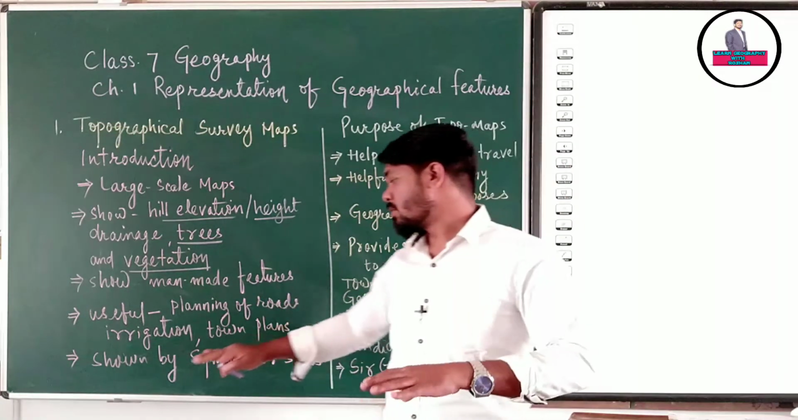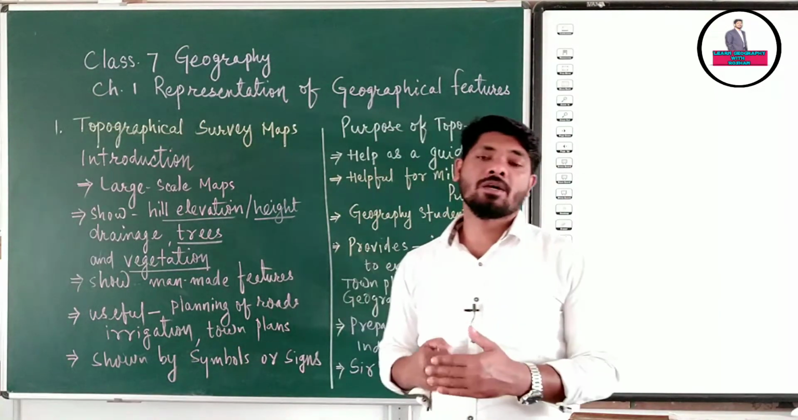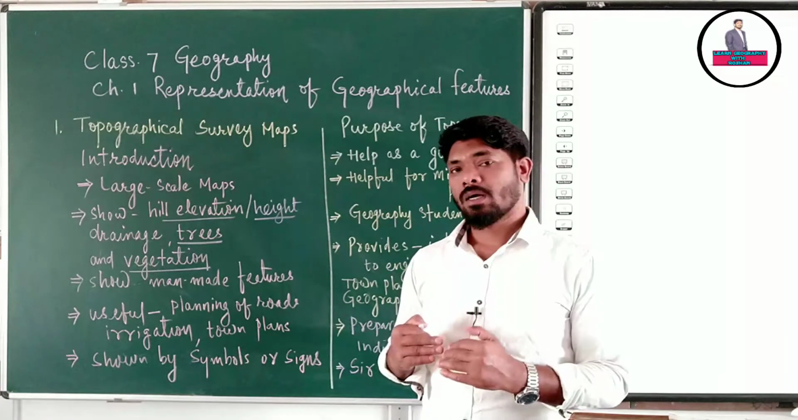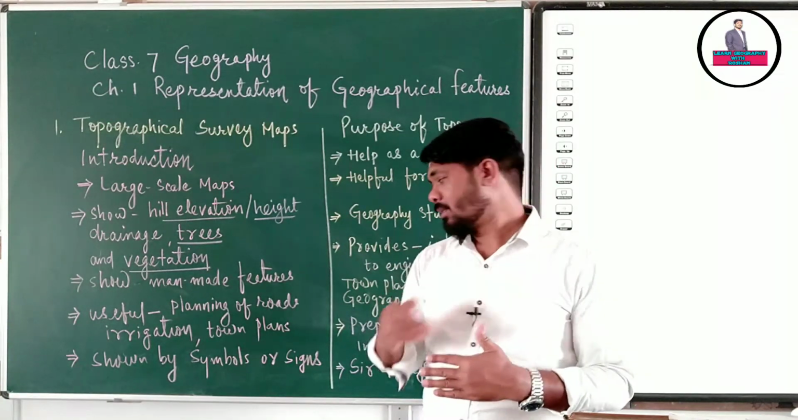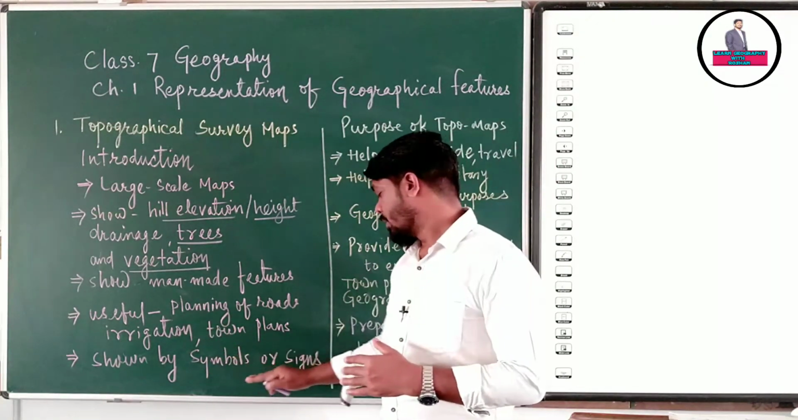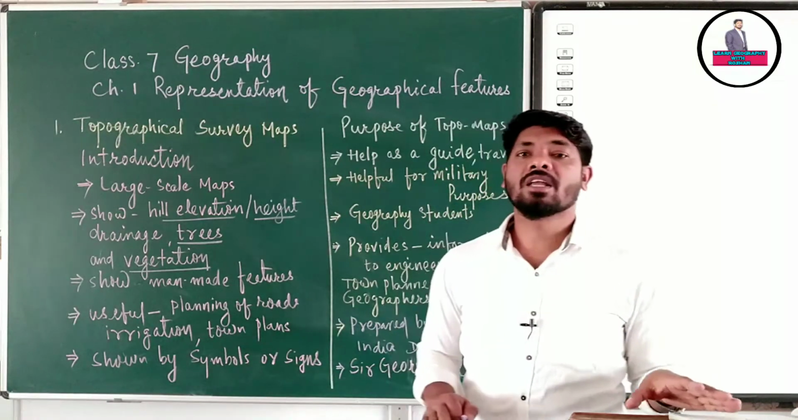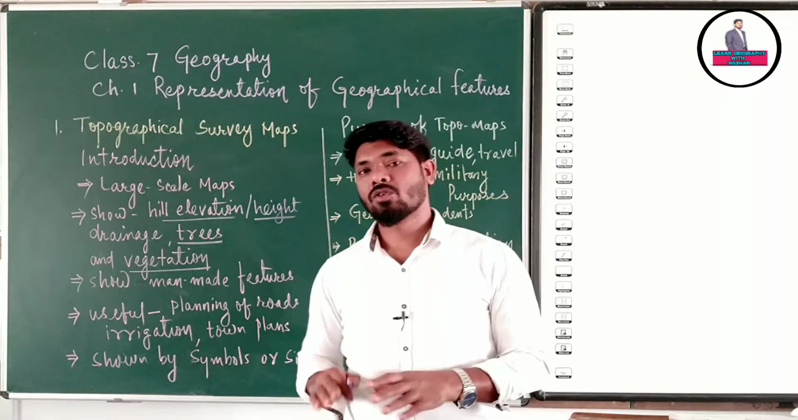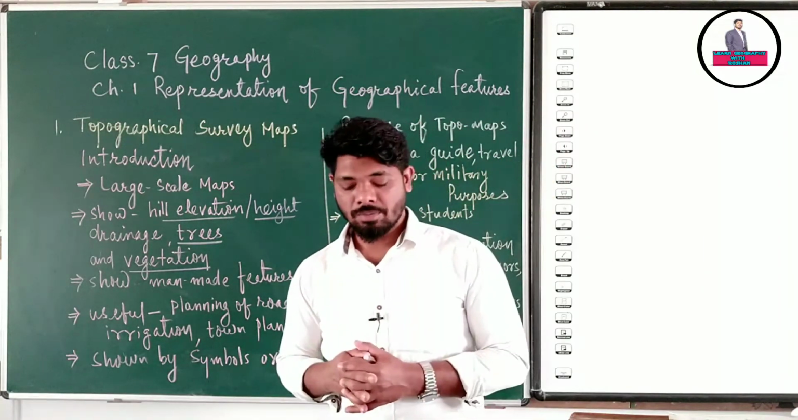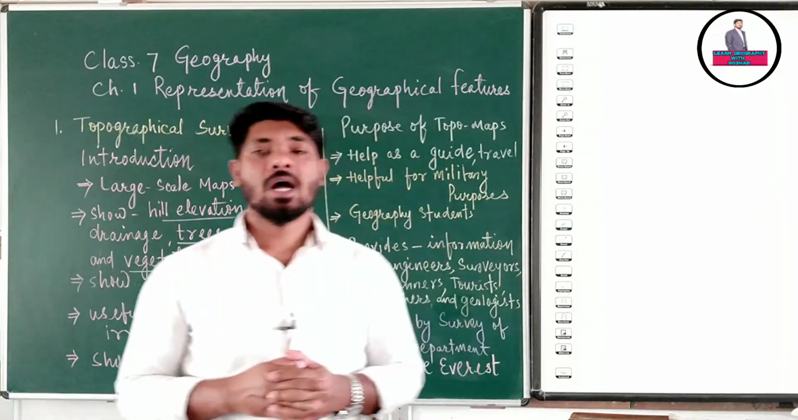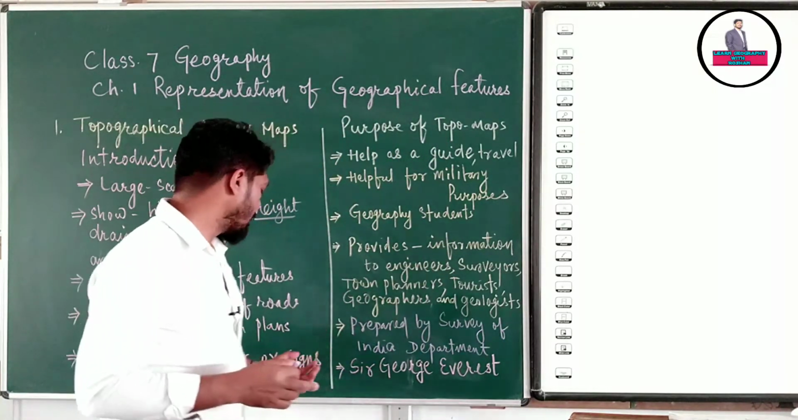Then also, how do we study and interpret them? By symbols and signs. Many symbols are given in this chapter. So you need to learn all these symbols so that you understand how to read the topographical map.